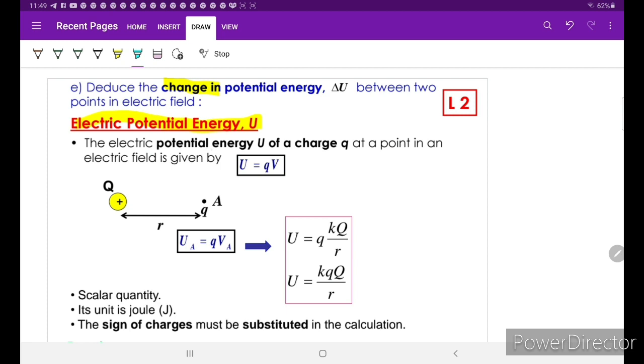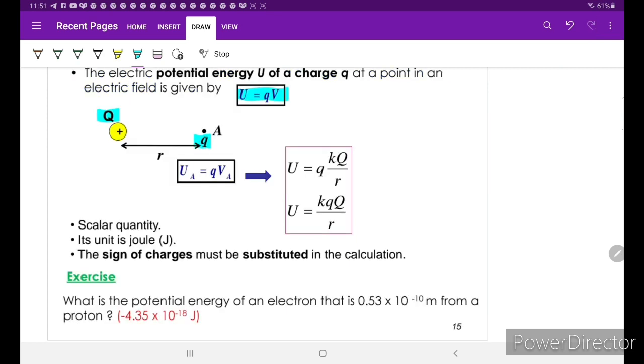The electric potential energy U of a charge Q, let's say this is a charge Q, at a point in an electric field, where the point charge Q at point A has a distance of R from charge capital Q. To calculate the electric potential energy of the charge at point A, we need to use the formula U equal to QV. What is Q? Q is the charge at point A and V is the electric potential at point A.